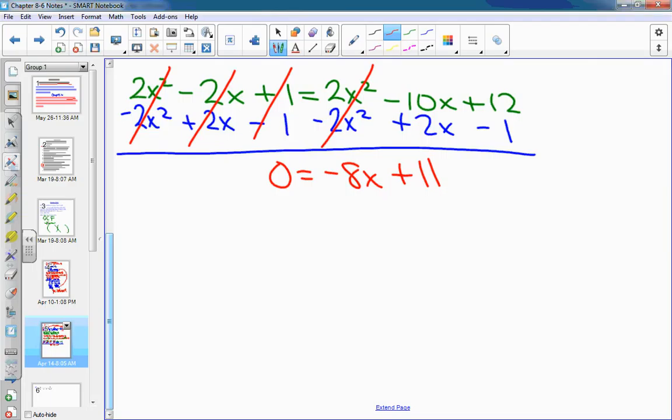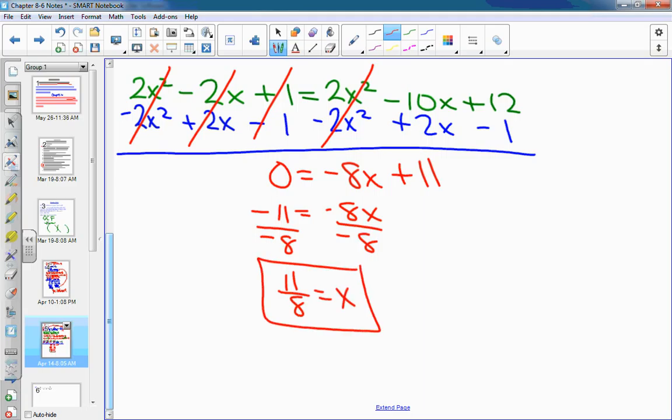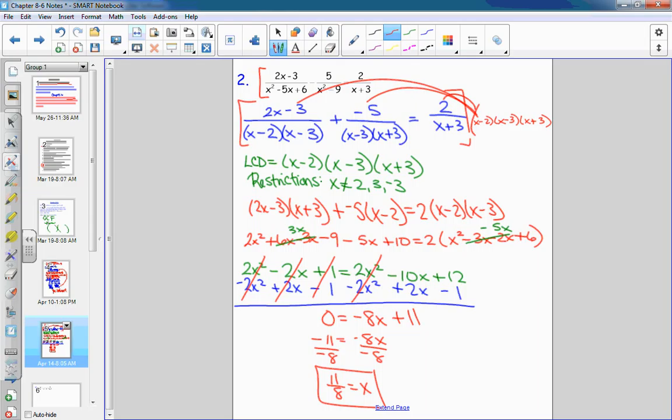Now what? Subtract 11 and divide by negative 8. So 11 over 8 is equal to x. Does that answer work? Why? Because if I go right back to my restrictions, they are right here. My restriction says it cannot be 2. Is it 2? No. It cannot be 3. Is it 3? And it cannot be negative 3. Is it negative 3? So that means this checks out and we're okay. I do not have an extraneous solution. Does everybody understand that, yes or no? Perfect. Let's do one more.